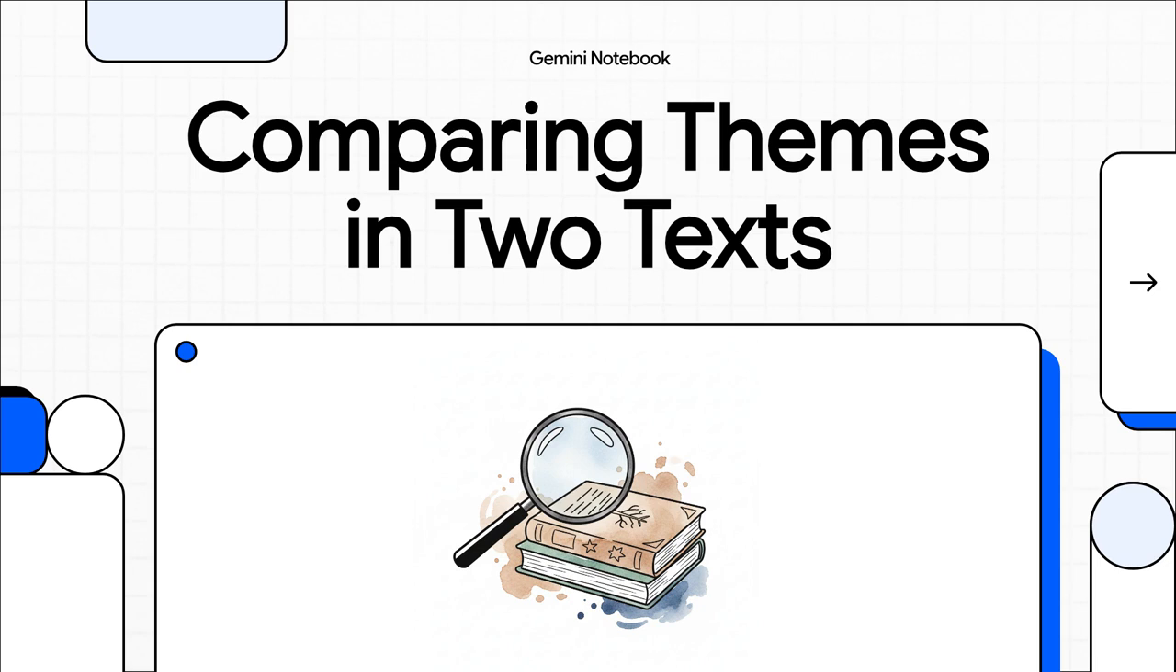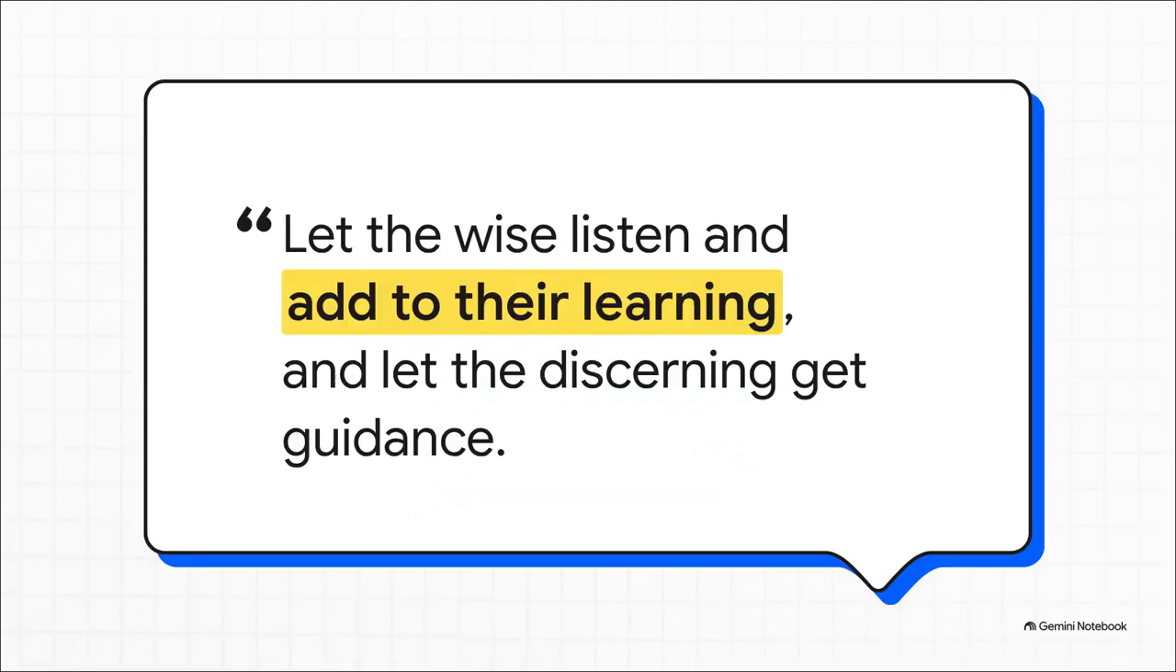So by the end of our time together today, you're going to see exactly how putting two texts side by side unlocks a completely new level of understanding. Let's get to it. But before we even touch the mechanics of literature, I want to anchor our lesson right in Scripture. Proverbs chapter 1, verse 5 tells us, "Let the wise listen and add to their learning, and let the discerning get guidance." What a genuinely powerful reminder, right?